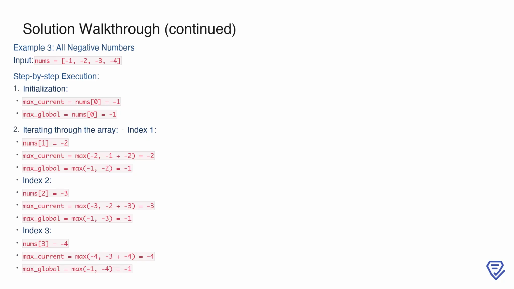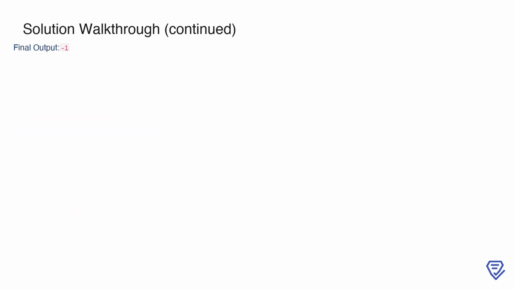However, since adding two negative numbers always results in a smaller value, max_current is updated to the current element at each step. Consequently, max_global remains -1 throughout the iteration, as it is the least negative value and represents the maximum sum achievable. The final output for this example is -1, as this is the largest value among the negative numbers in the array. This case highlights the robustness of the algorithm, which can handle both negative and positive inputs by dynamically adjusting its calculations to find the optimal solution. Whether the input contains a mix of numbers, all positives, or all negatives, the approach guarantees the correct result by leveraging efficient comparisons and updates.